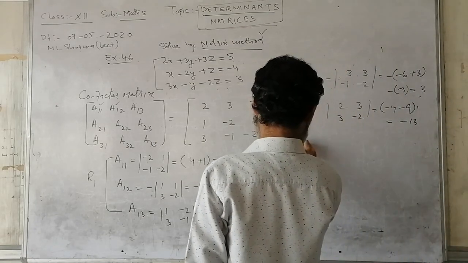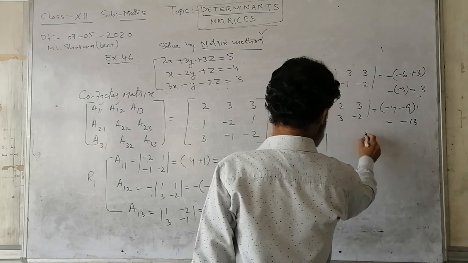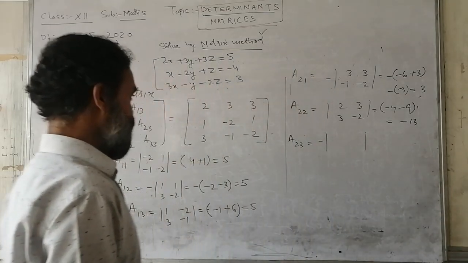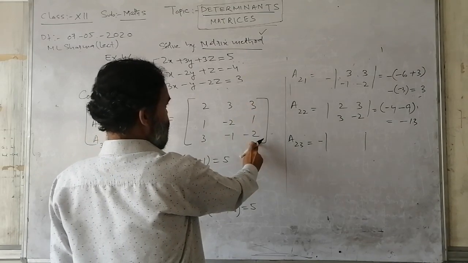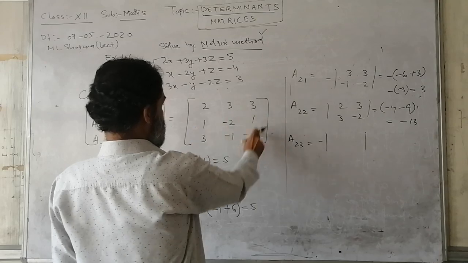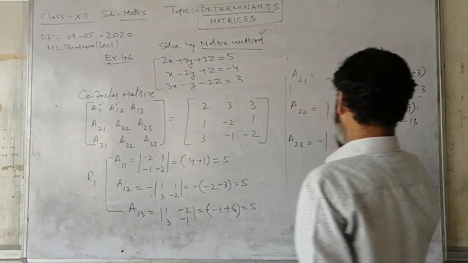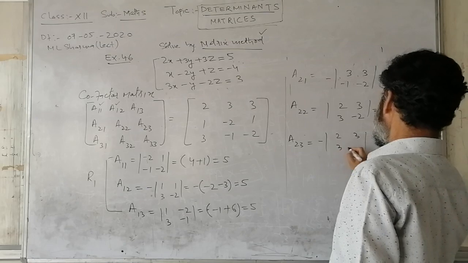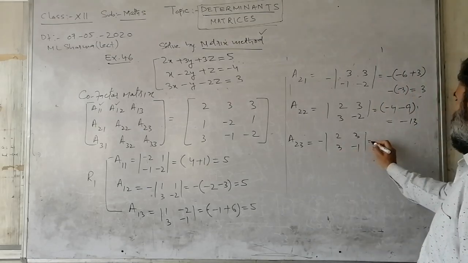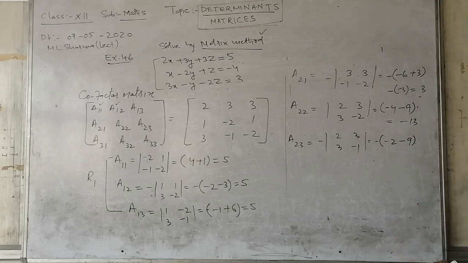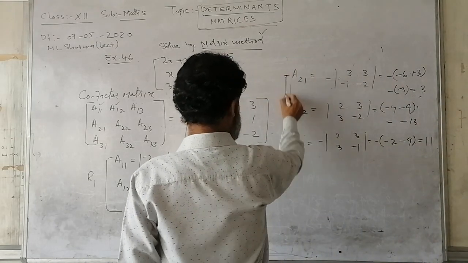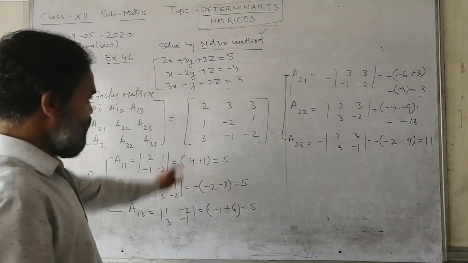Then A23. So a minus sign will be here. A23 is this element, this row and this column. This row and this column will then be deleted. So 2, 3, 3, minus 1. So minus 2, minus 9. So it will be 11 positive. So these are the cofactors of row 2.